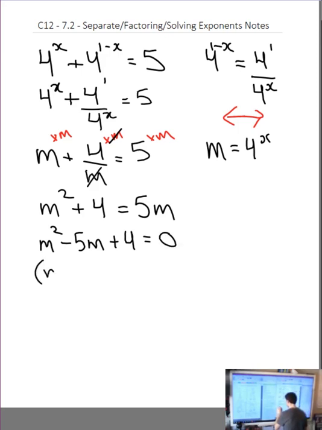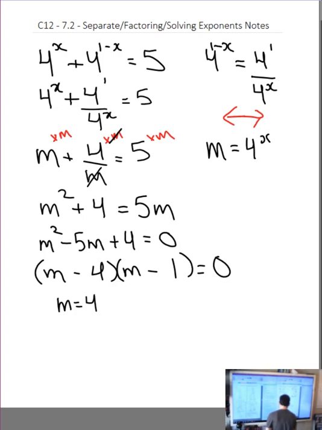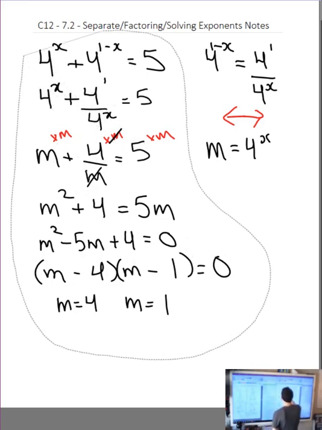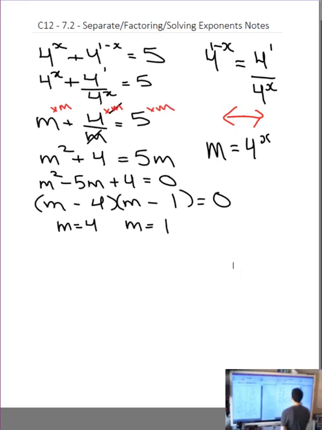Then I can factor the equation. What are two numbers that multiply to get 4 and add to get 5? Those are 4 and 1, and they both have to be negative. Therefore, m is equal to 4, and m is equal to 1. So now I can simply take what I made for m and replace it back in. So I have 4 to the x equals 4, and 4 to the x equals 1. Notice I don't work on something until I'm done doing the process, substituting m back in, now solving.